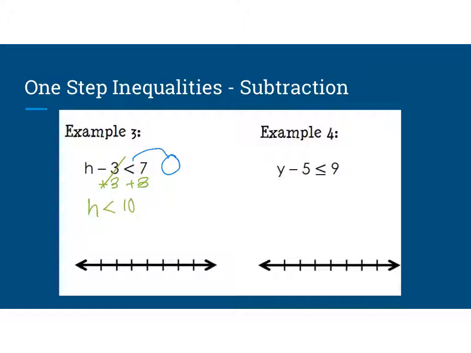So when I graph this, I'm going to graph my open circle on the 10, and my arrow is going to include anything that was less than 10. Notice that this time it does not include the 10. It's open because it does not include the number 10. Because it can't be less than 10 if it equals 10.